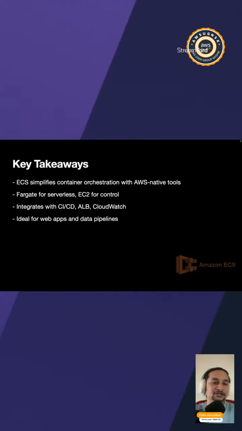ALB is your application load balancer, and CloudWatch is something that helps you with the logs and metrics for your application. So ECS easily integrates with these services, like CloudWatch and ALB, and you are able to look at your application with an eagle's perspective, a bird's eye view, you can say.